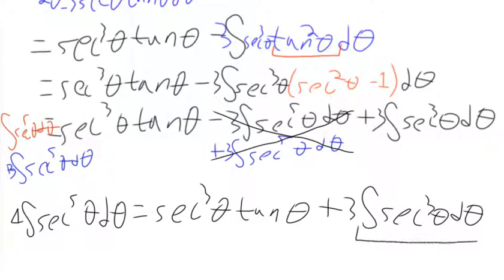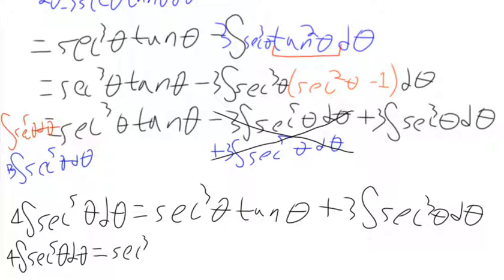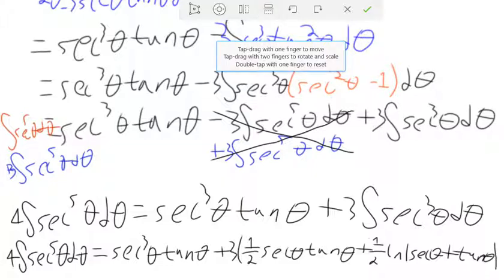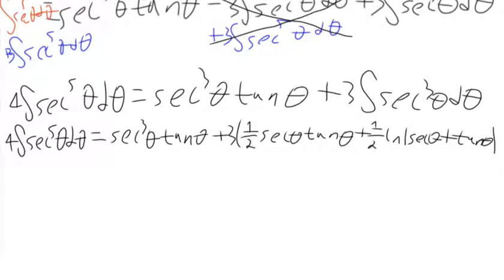So we figured out this part right here. So I'm going to copy this down. 4 integral of secant to the 5th power theta d theta equals secant cubed theta tangent theta plus 3, and then the result of this was 1/2 secant theta tangent theta plus 1/2 natural log absolute value of secant theta plus tangent theta. And now we are almost done. I just need to multiply both sides by 1/4.